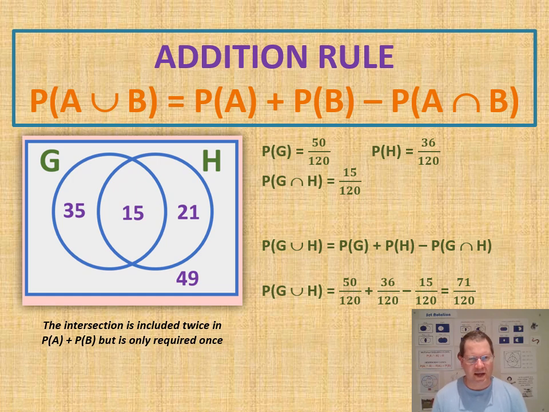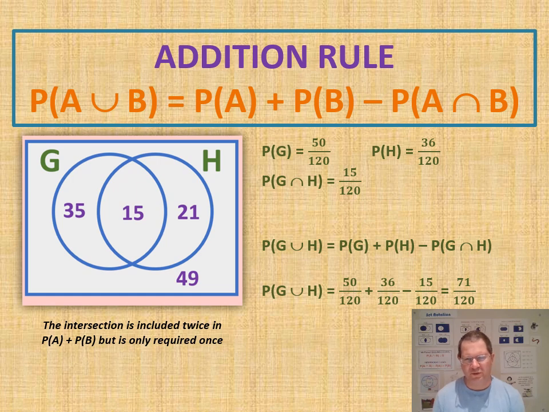So the union of A and B is equal to A plus B minus the intersection of A and B. If we go back to our G and H Venn diagram from the set notation video, the probability of G is 50 over 120, the probability of H is 36 over 120, and the intersection is 15 over 120. Now, if we wanted to work out the union, we could just add 35, 15, and 21, but we could also add the 50 for G and the 36 for H, and take away a 15 because the intersection would have been included twice if we added together G and H, but we only want it once.